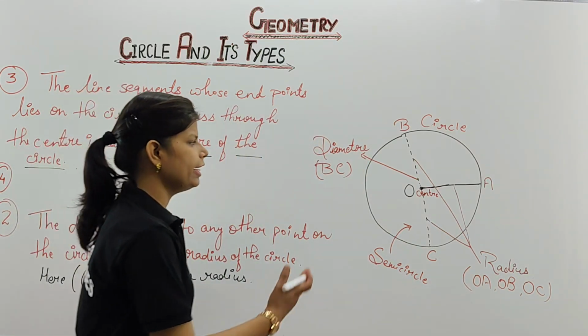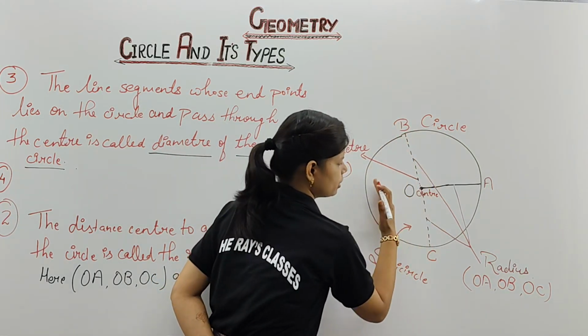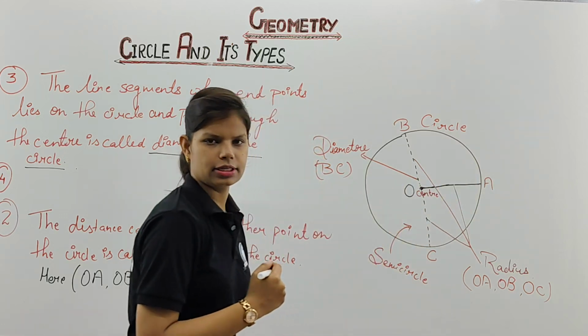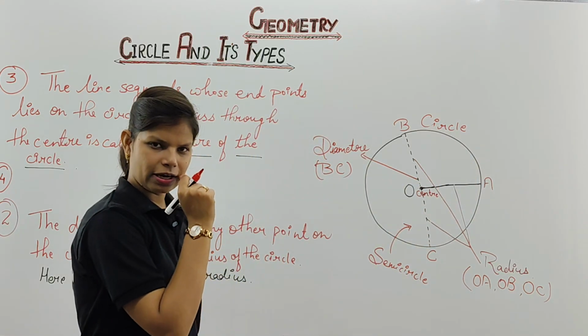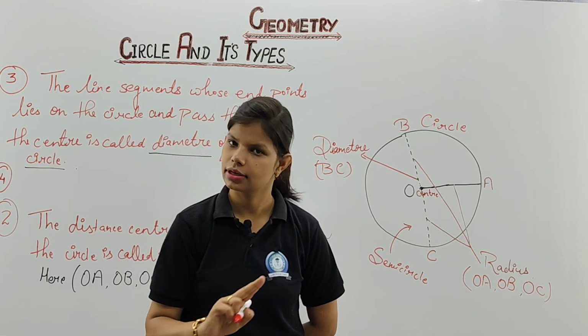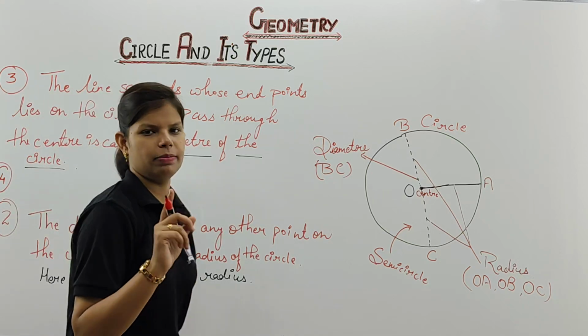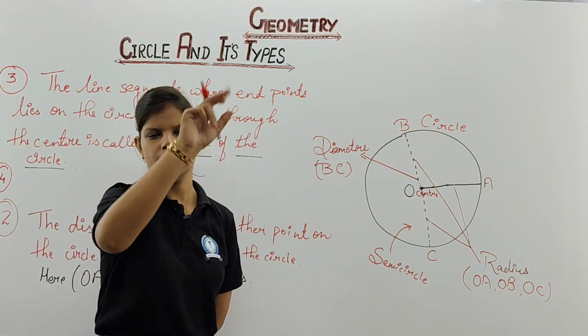Semicircle is what? It divides the circle into half part. From here if I am going to cover, this is your first part, this is your second part. Clear, no? So semicircle is what? It divides the circle in two parts. Clear? When two semicircles are joined together, one circle will be formed. One complete circle will be formed.